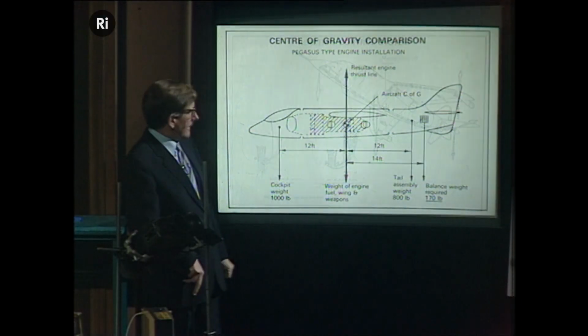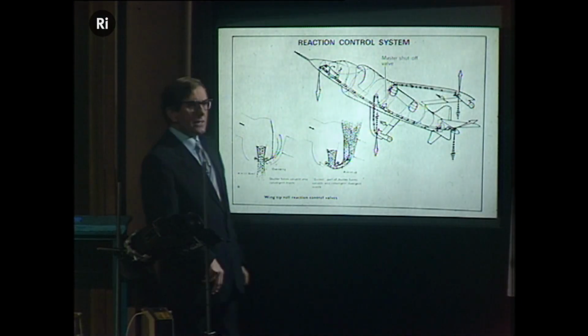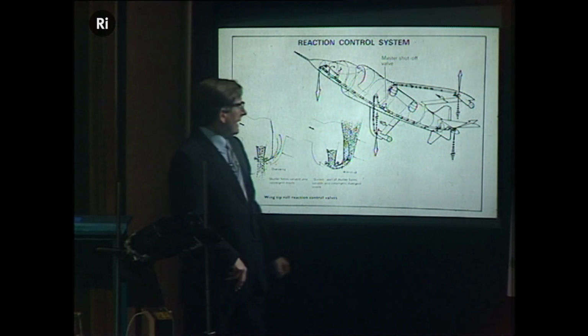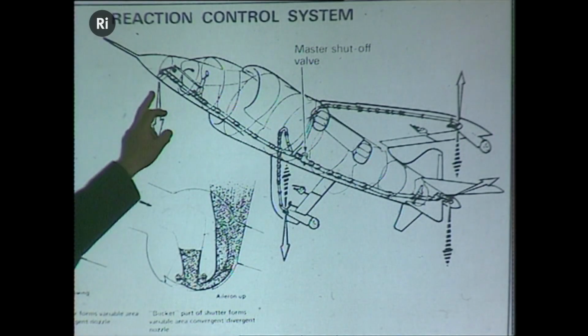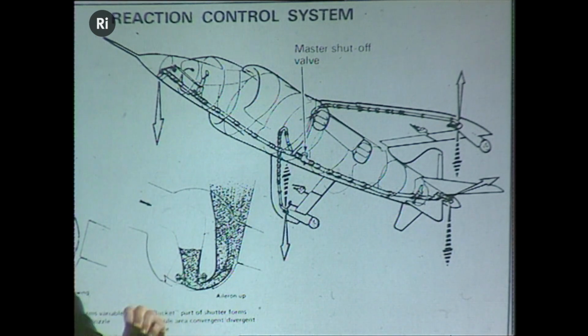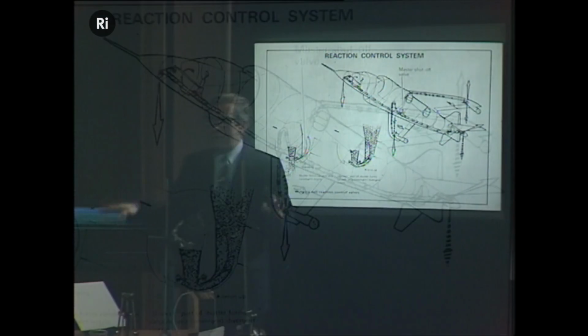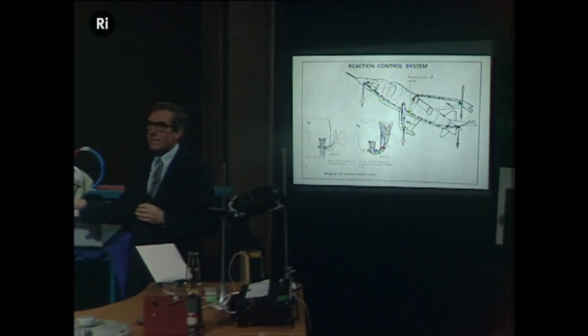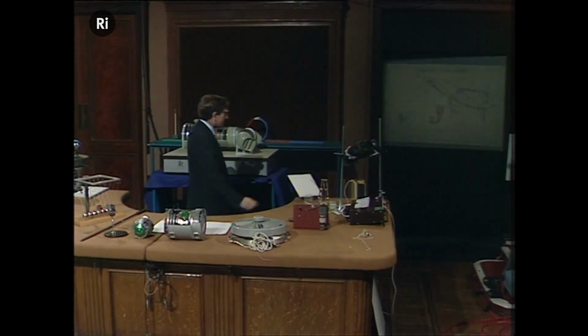The next slide shows that in addition to the main engine nozzles, there are some small thrusters positioned at the nose, the tail, and the wingtips under the control of the pilot, so that he can, by adjustment of the jets issuing from those nozzles, obtain extreme maneuverability, as you will see in the film.